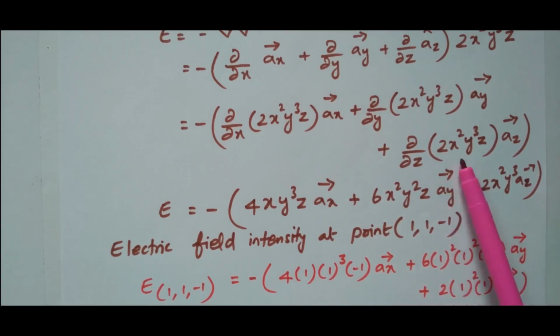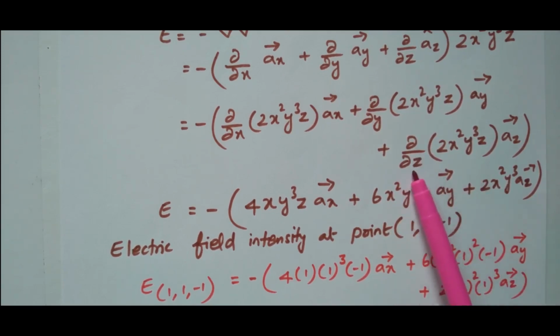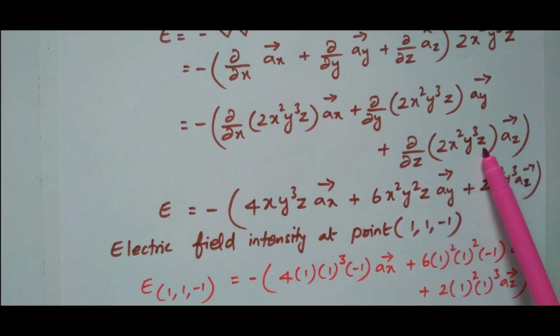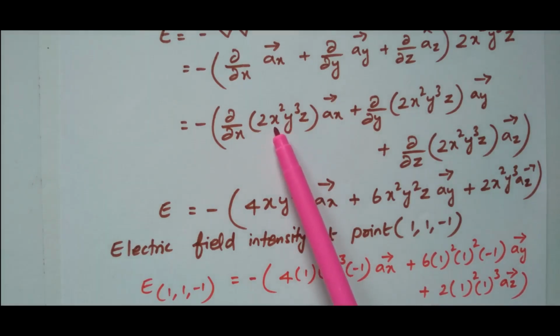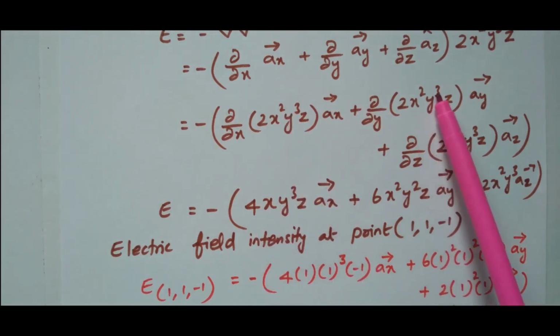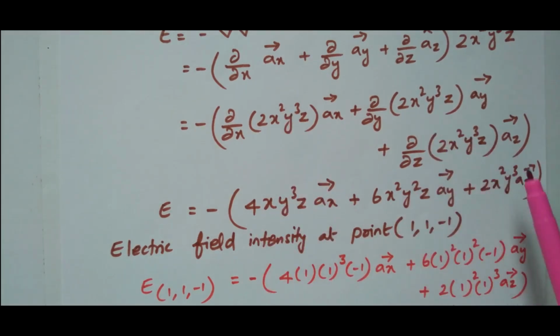Then differentiation with respect to z. Here z is available, so differentiation of z is 1. So we only have 2x square y cube into Az vector. Here we differentiated with respect to x: x square gives 2x, y cube means 3y square, z means 1.